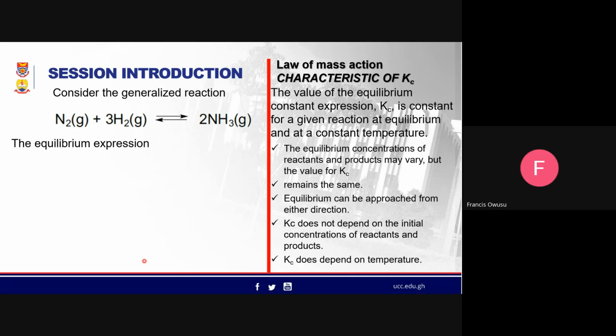K will be equal to the product concentration. The product is of what? That's the ammonia gas. So ammonia squared, divided by the concentration of nitrogen gas, N2, and then multiplied by hydrogen also cubed. Is that correct? Multiplying by that of the hydrogen gas, cubed. Yes, okay.